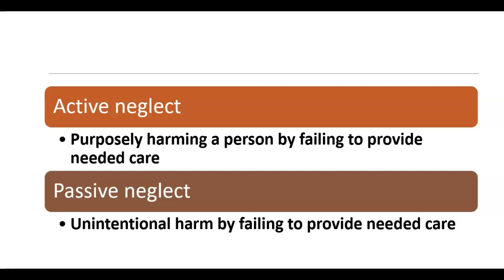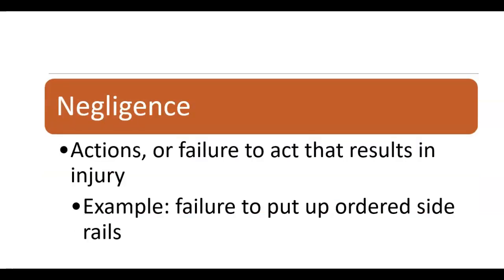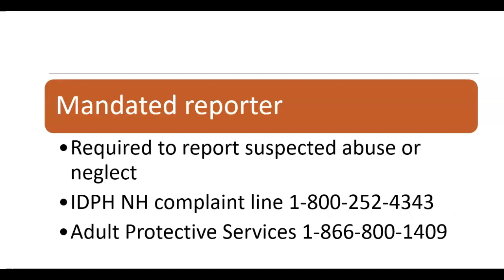Active neglect would be purposely harming a person by failing to provide needed care, and passive neglect would be unintentional harm by failing to provide the needed care. Negligence is actions or failure to act that result in injury. An example would be failure to put up an ordered side rail, and then they fall out of bed because the side rail wasn't up. Mandated reporter: as a CNA or any healthcare worker, you are a mandated reporter. You're required to report suspected abuse or neglect. IDPH, which is the Illinois Department of Public Health, has a nursing home, NH, complaint line, and there's a number for that, and then we also have Adult Protective Services.